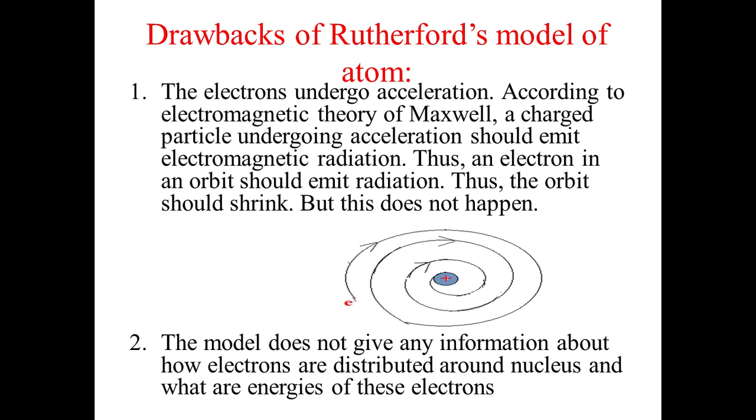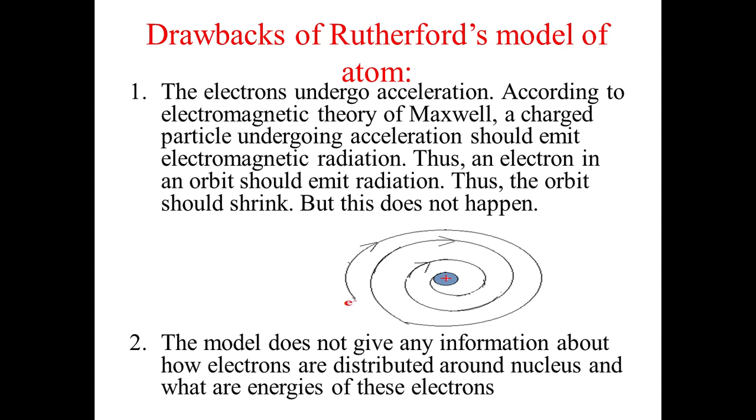Now come to the next segment of this model, that is the drawback. The basic drawback comes out because of electromagnetic wave theory, put forward by Maxwell. It says that whenever a charged particle is in motion, any kind of motion, in this case a circular motion around the nucleus, what does the electromagnetic wave theory say?